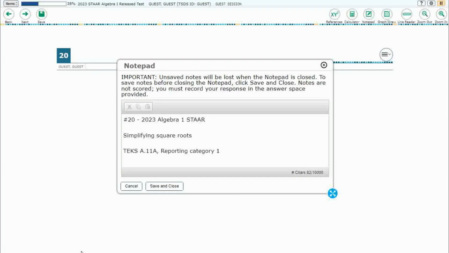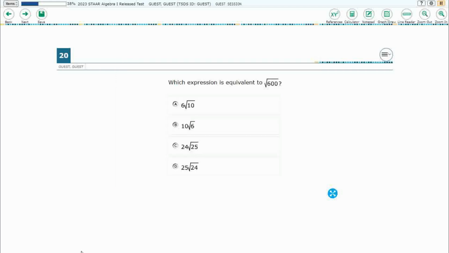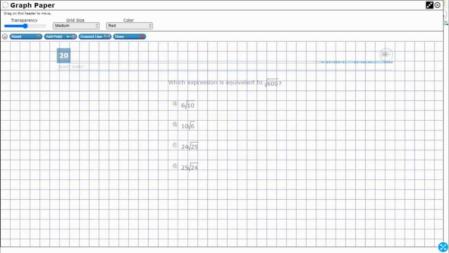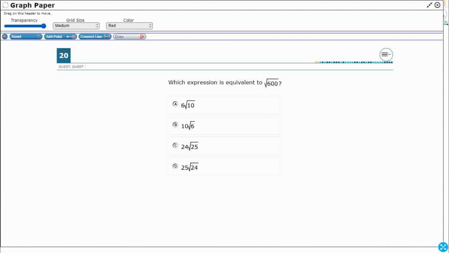So for number 20, we are simplifying square roots. This is TEKS A.11a, reporting category 1. So what we have here is a basic expression. Now what we're going to do is take that square root of 600 and decompose it a little bit, right?